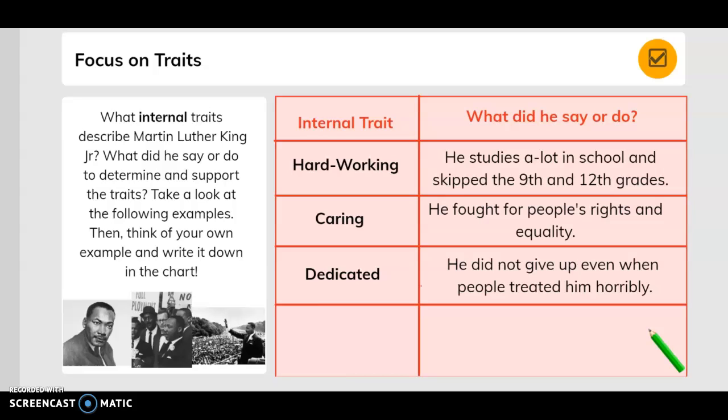Internal trait: hardworking. What did he say or do? He studied a lot in school and skipped the 9th and 12th grades. Caring: he fought for people's rights and equality. Dedicated: he did not give up even when people treated him horribly.